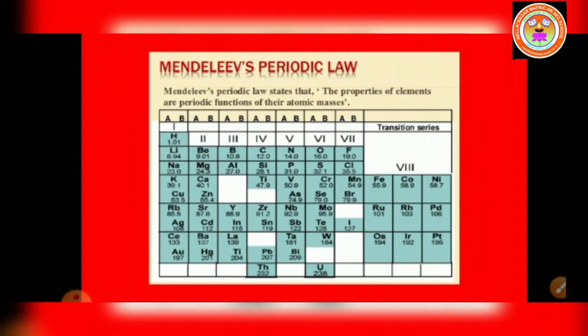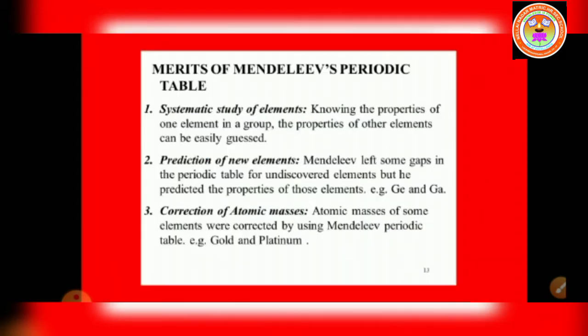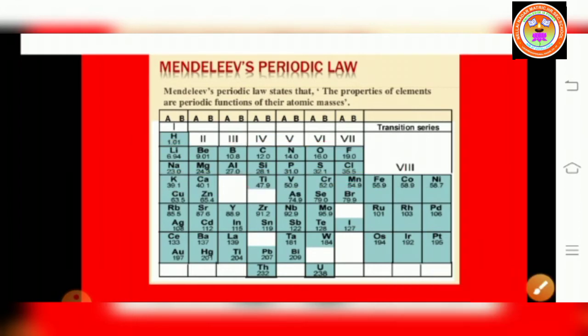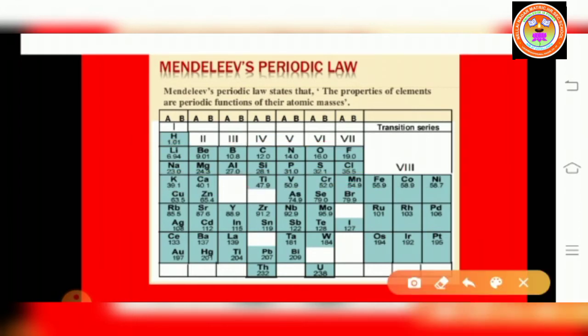Let us see the features of Mendeleev's table. Children, this table has 8 vertical columns called groups and 7 horizontal rows called periods. Each group has 2 subgroups, A and B. All the elements appearing in a group were found to have similar properties.